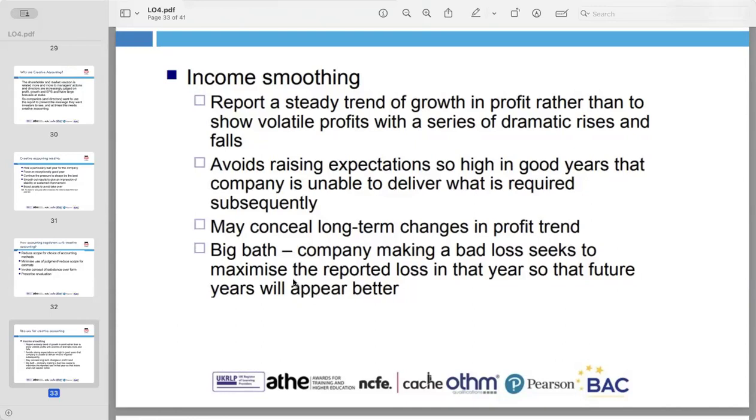Big bath. So, the big bath approach, in cases where a company experiences significant losses, involves maximizing the reported loss in a particular year to create a lower base for future profitability, making subsequent years appear more favorable by comparison.